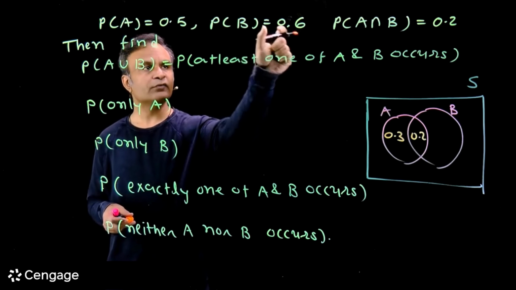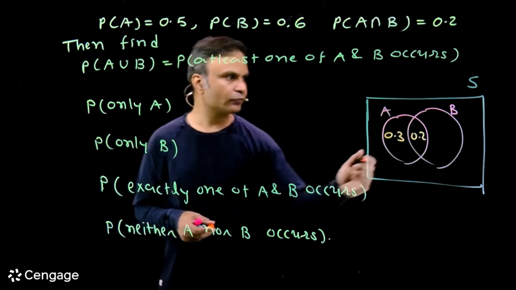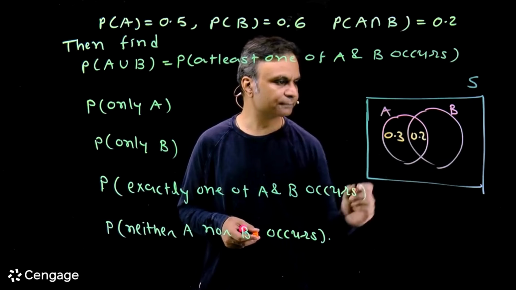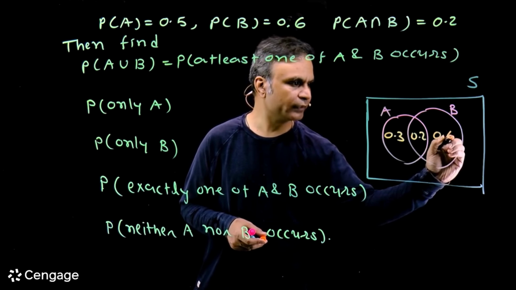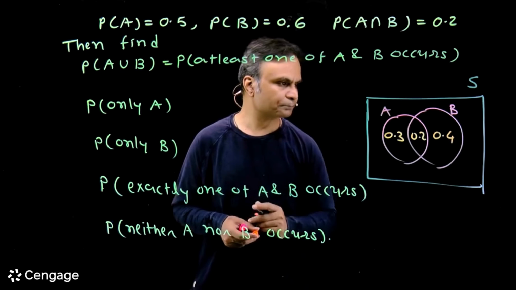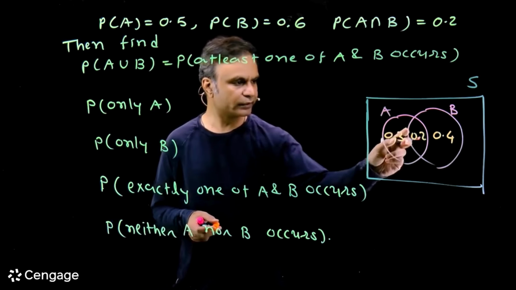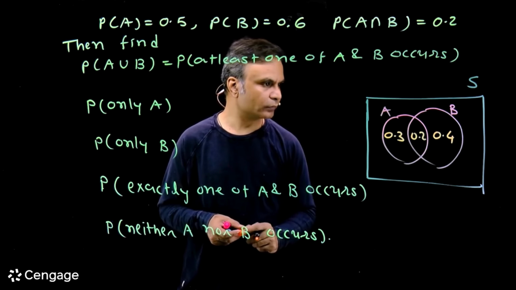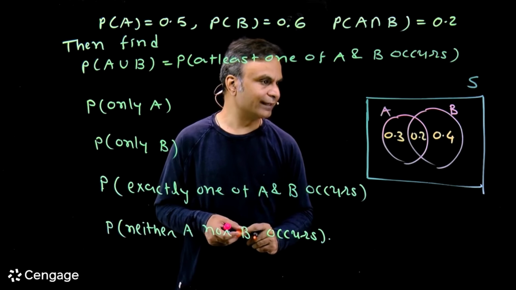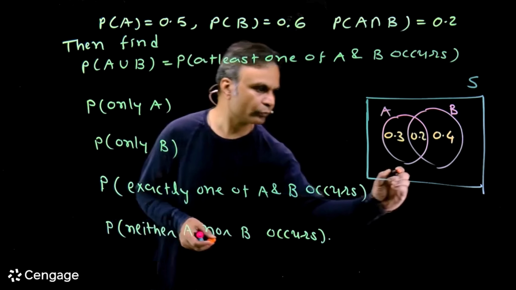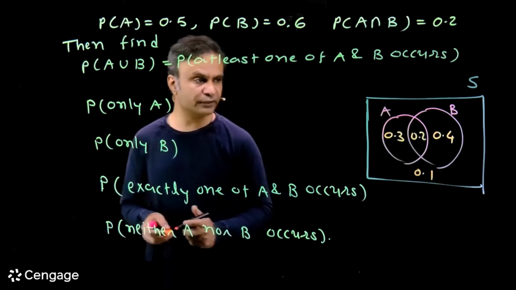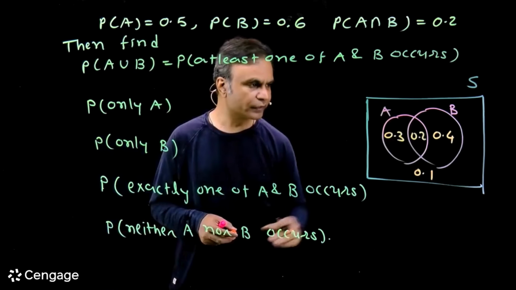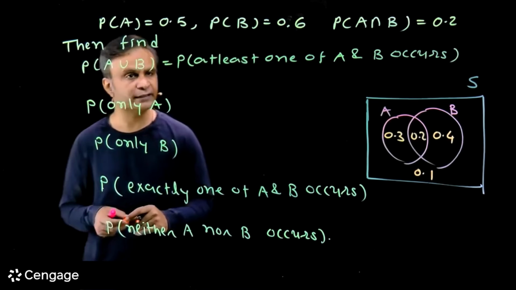Now probability of event B is 0.6. Then what will be the value in this region? We have 0.2 already here. So we put here value 0.4. Now the sum 0.3 plus 0.2 plus 0.4 is 0.9. So we put 0.1 here in the outer region of A union B. Now using this Venn diagram we can answer these questions very easily.